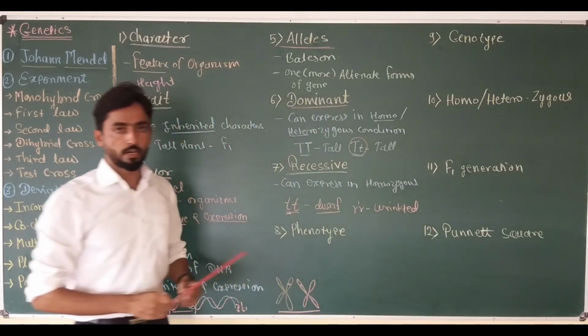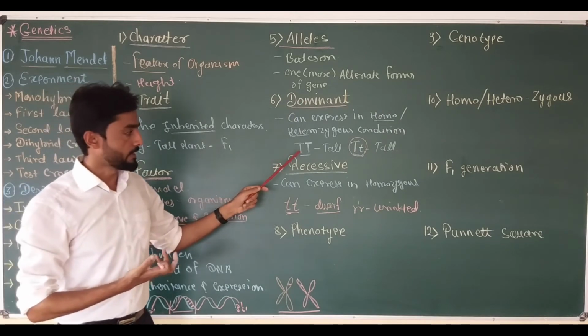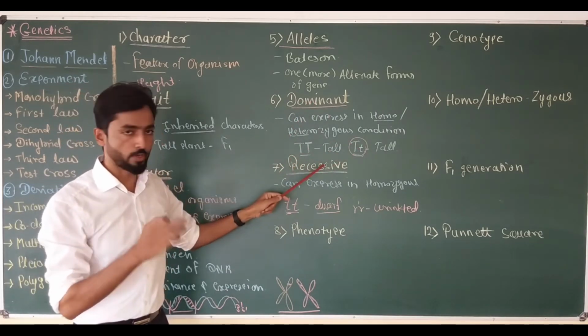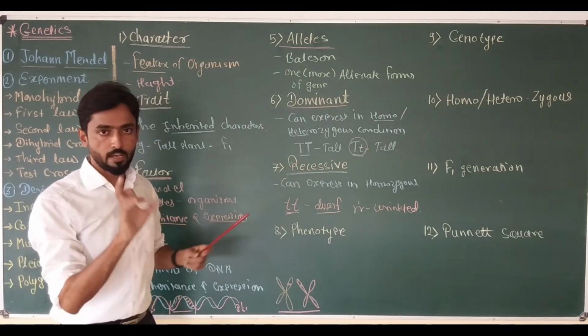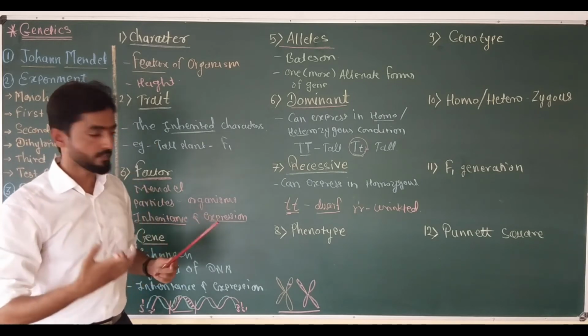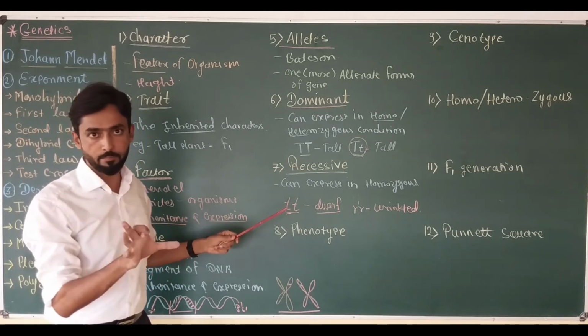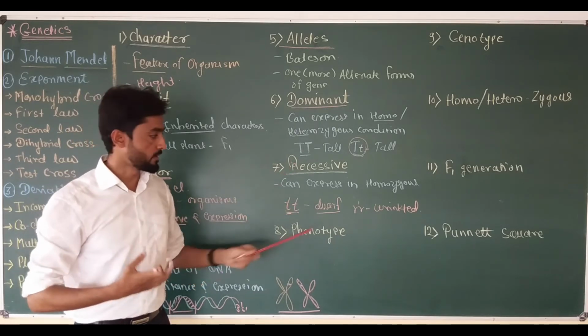Okay, so remember that a dominant allele can express itself in homozygous as well as heterozygous condition, because this dominant allele is going to suppress the effect of the recessive allele. But a recessive allele can only express itself in homozygous condition. That means both the alleles should be the same, and only then this type of allele can express the phenotype.